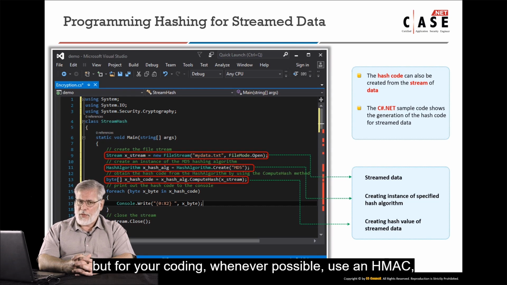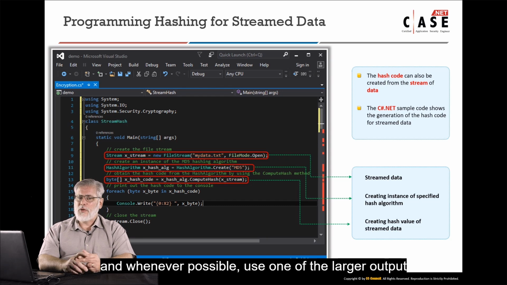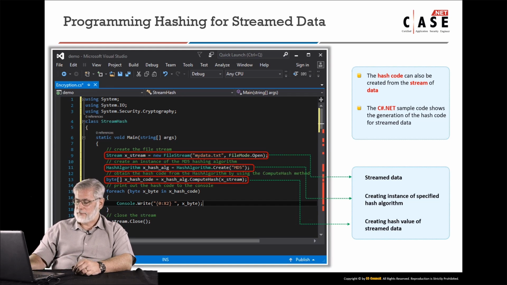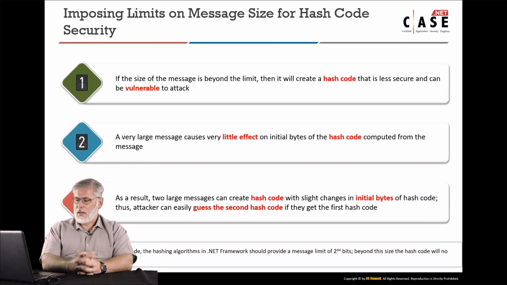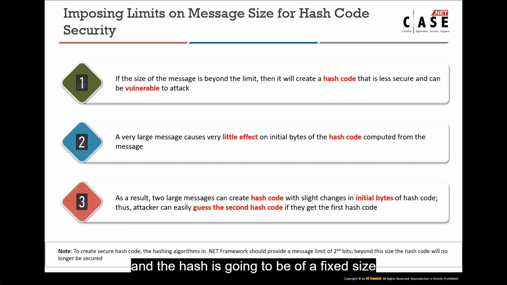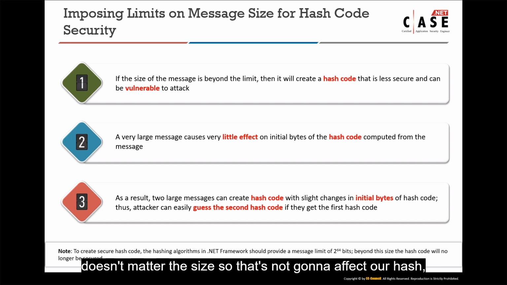But for your coding, whenever possible, use an HMAC, and whenever possible, use one of the larger output versions of SHA-2, like SHA-2 256 or 512. You can use any size of message you want, and the hash is going to be of a fixed size. So that's not a problem. We already understand that. Doesn't matter the size, so that's not going to affect our hash.